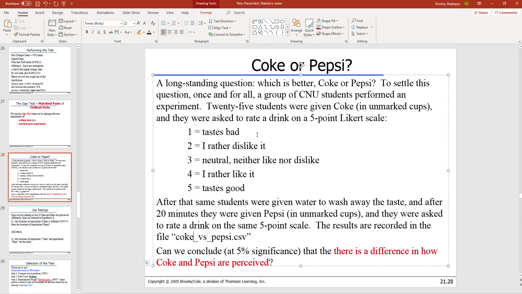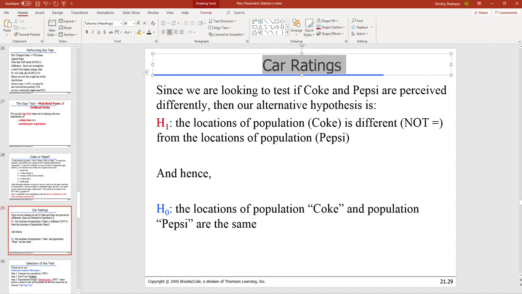Because we're dealing with non-parametric tests, essentially what I'm saying is Coke and Pepsi are perceived differently. That's my alternative. Therefore, my null becomes Coke and Pepsi are perceived the same. But since this is ordinal data, I cannot really use the mean, because 1, 2, 3, 4, 5 are arbitrary numbers that I chose to assign to different categories. So calculations of the mean don't make much sense, really. I have to use a non-parametric way to formulate my hypothesis, and this is what. So this is Coke versus Pepsi.